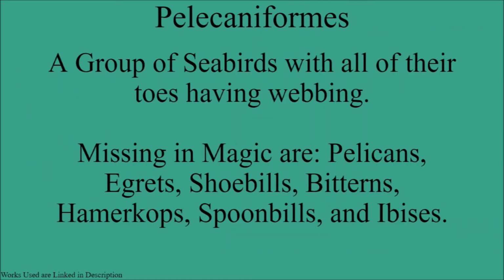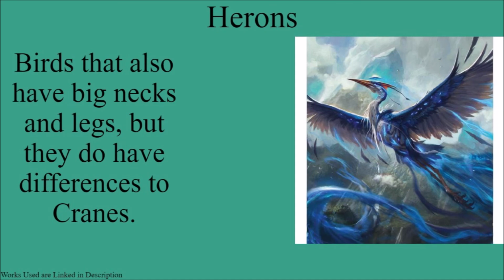So these pelecaniforms are a group of seabirds with all their toes having webbing similar to cormorants, but they're not in the same group. And the ones missing in Magic are pelicans, which I think give the name to the order, egrets, shoebills, bitterns, hammerkops, spoonbills, and ibises. So what is the one that actually is present in Magic the Gathering? Those would be herons. Now herons are birds that also have big necks and legs, but they do have some differences that distance themselves from cranes, which is why they are different than cranes. Stuff like what they do in flight and stuff like that.